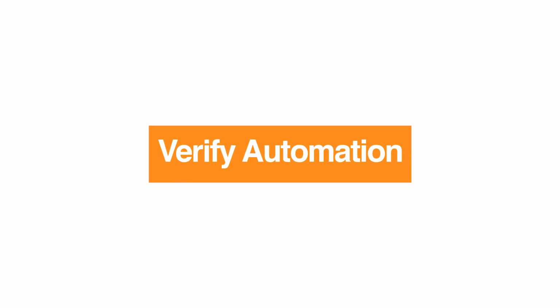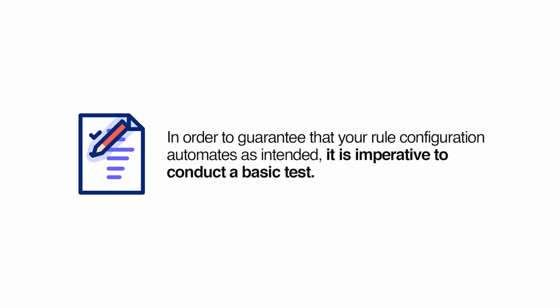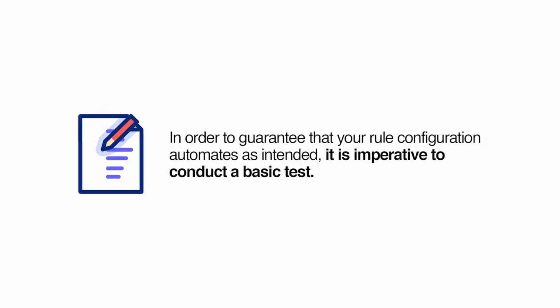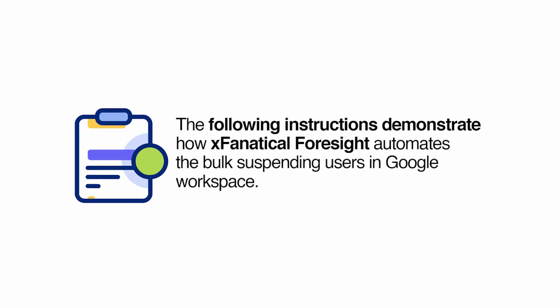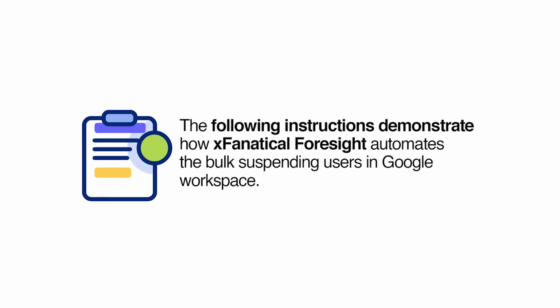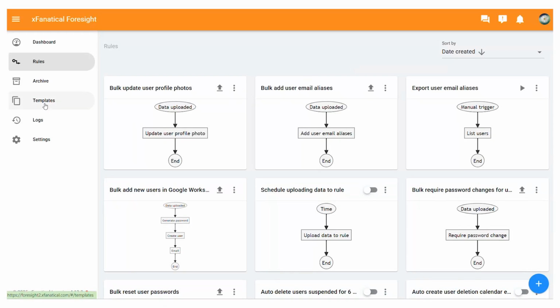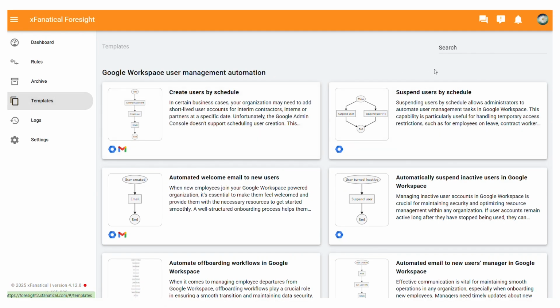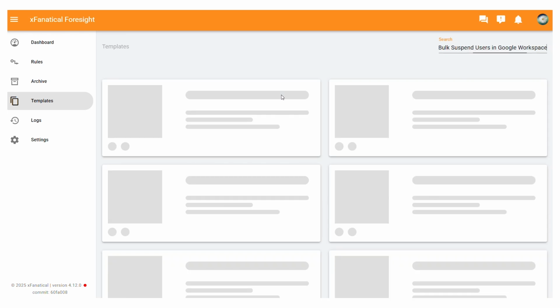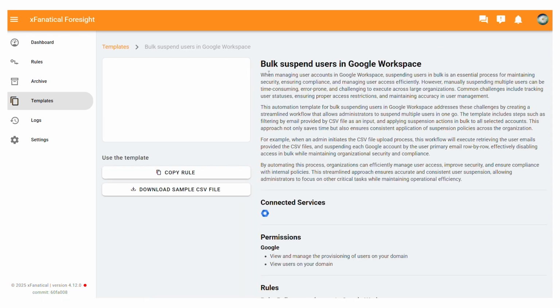Verify automation. In order to guarantee that your rule configuration automates as intended, it is imperative to conduct a basic test. The following instructions demonstrate how xFanatical Foresight automates the bulk suspending of users in Google Workspace. Go to xFanatical Foresight. Go to the Templates page. Search Bulk Suspend Users in Google Workspace and click on it. Click on the Download Sample CSV File button.